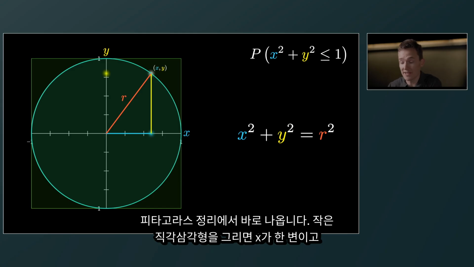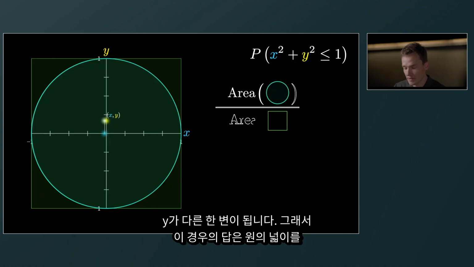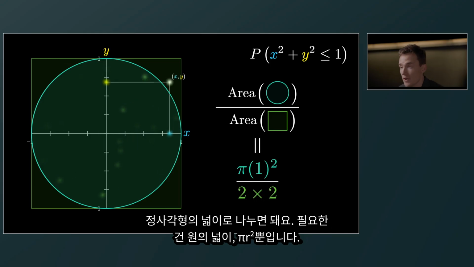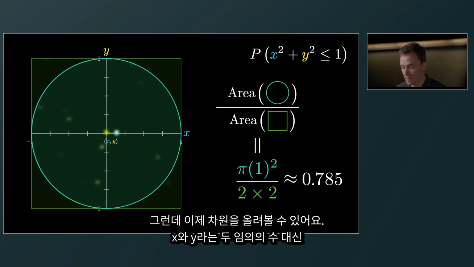You can draw a nice little right triangle. X gives you one leg, y gives you the other leg. And you end up answering, in this case, the area of that circle divided by the area of the square. All you need to know is the area of a circle. Pi r squared, this is one of those formulas we learn in high school. So you can write down pi divided by 4. All well and good.